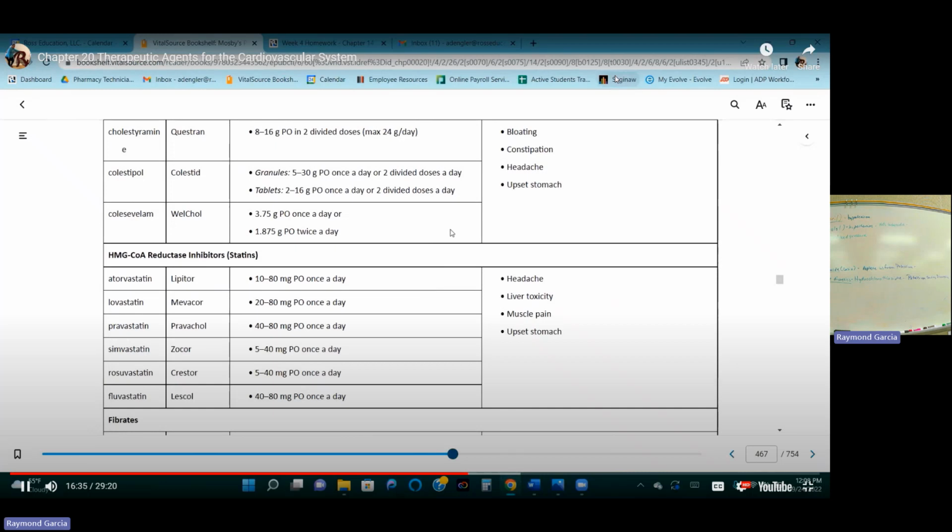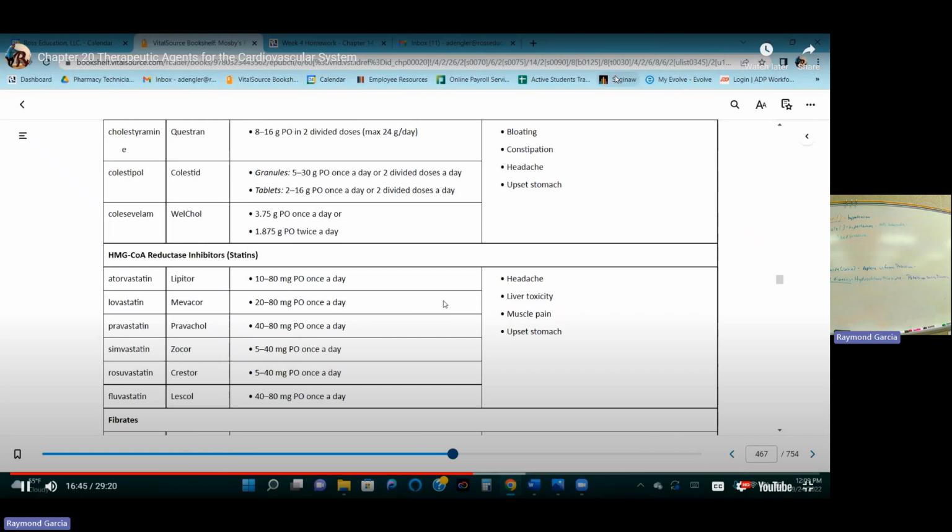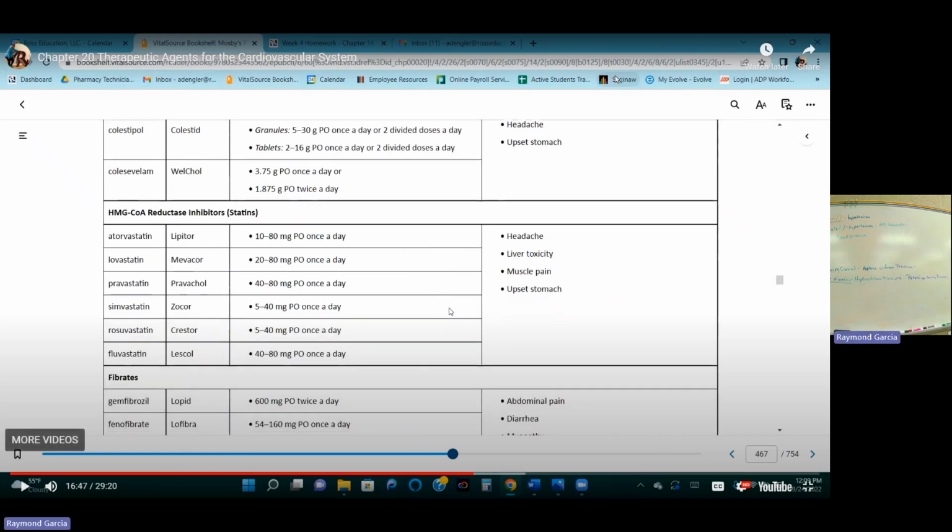Statins are a nickname for HMG CoA reductase inhibitors because they have a common ending of statin. Atorvastatin, lovastatin, pravastatin, simvastatin, rosuvastatin, fluvastatin. So those are known as HMG CoA reductase inhibitors, and they treat cholesterol. They all end the same.